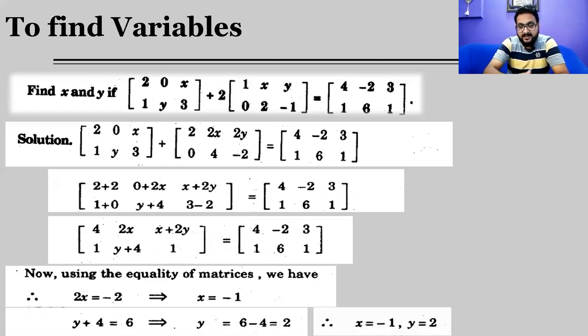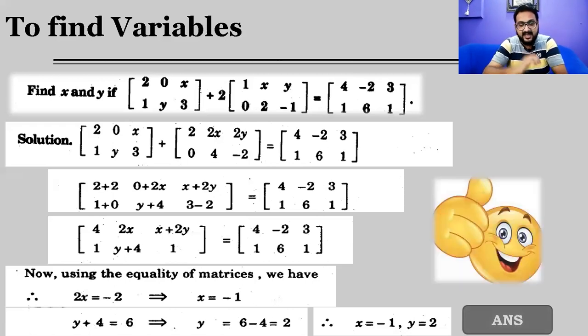The answer will become x equals minus 1 and y equals 2. If you compare the value of x here and then find the value of y from there, what answer will you get? The same answer will come. Okay, clear? Done. This is the answer of our question.